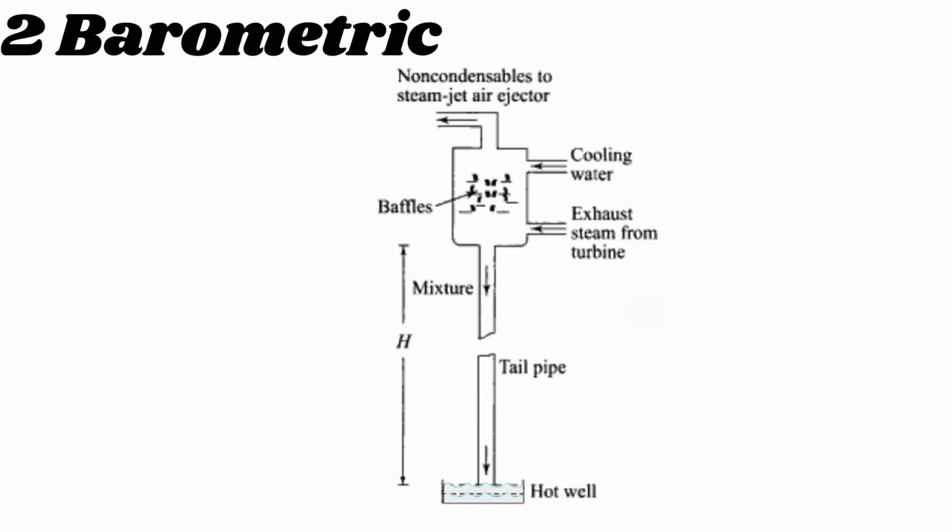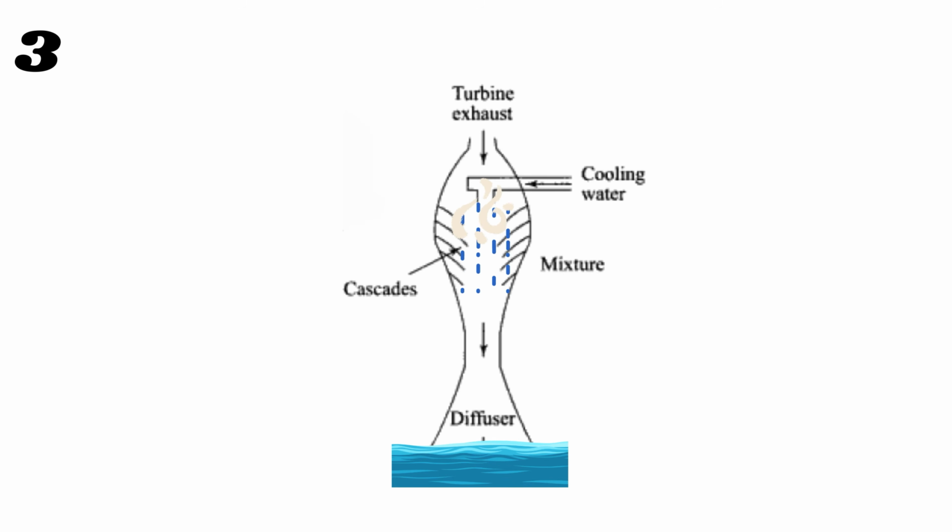In barometric condensers, the cooling water is made to fall in a series of baffles to expose large surface area for the steam fed from below to come in direct contact. The steam condenses and the mixture falls in a tailpipe to the hot well below. By virtue of its static head, the tailpipe compresses the mixture to atmospheric pressure.